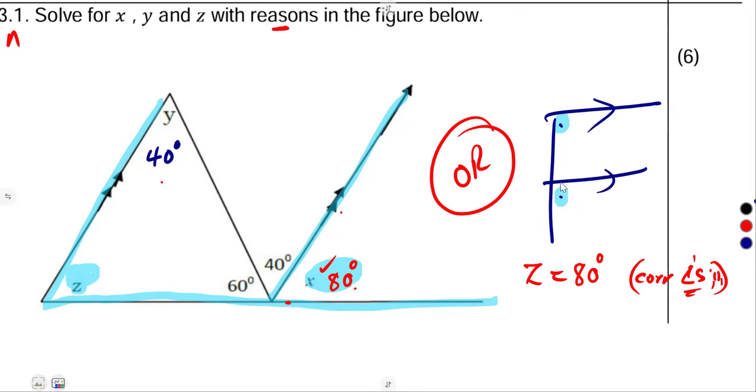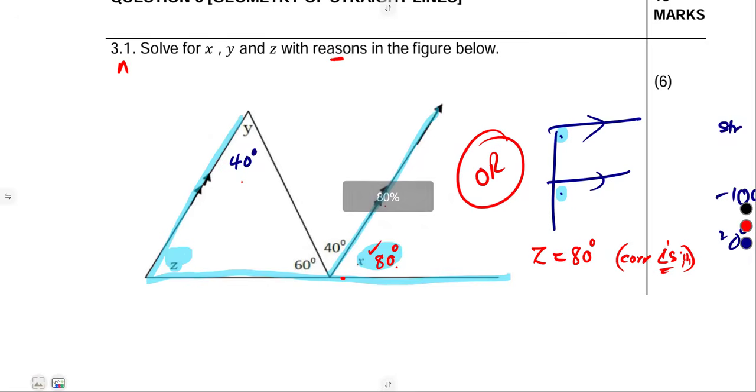Okay. That is it on this one. 6 marks. We have answered everything.